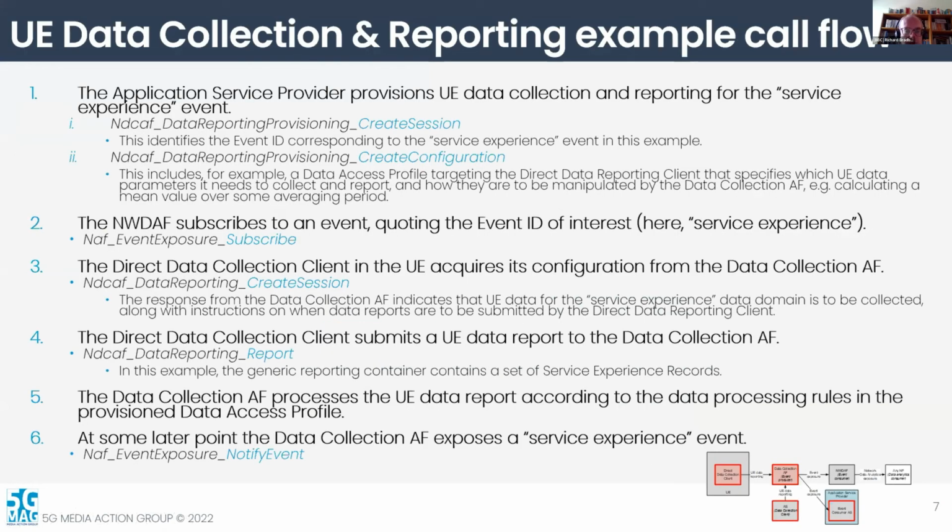I'll probably skip over this, but you can certainly have a look at it afterwards. There's a walkthrough of the processes you need to do to make use of this service. First of all, provisioning it, then some event consumers subscribing to an event that they're interested in, then the direct data collection client in the UE getting some configuration, working out what information it needs to collect and report. Then actually doing some reporting, and then the data collection AF has a load of data processing rules in the form of data access profiles, and they can restrict who can access the information, and you can also specify that you want to summarize information, calculate a long-term average, and so on. And then finally, the information is exposed as an event to the downstream subscribers. So that's basically the walkthrough there.